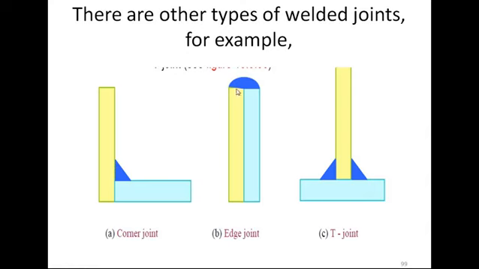Edge joint means we place two plates parallel, and at the edges we join them by the welding method. So this is called an edge joint. And T joint means we place another plate perpendicular on the first plate, and at the two corners we do welding, and it looks like a T. This shape looks like a T. That's why we call this a T joint.